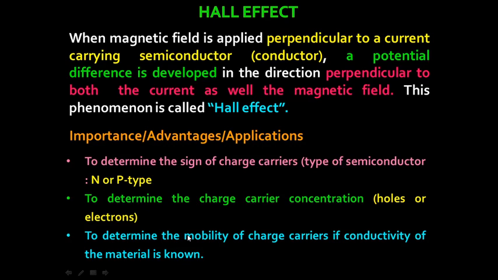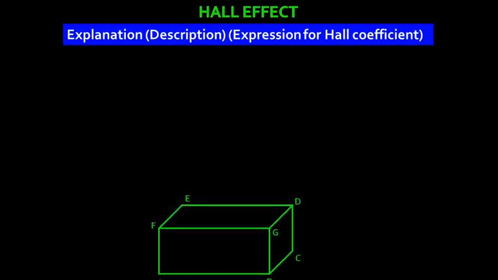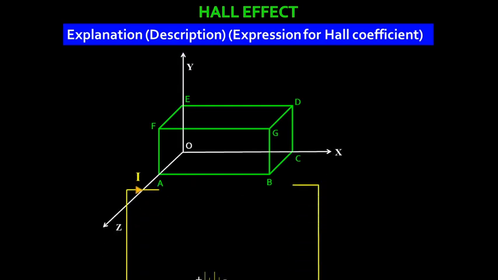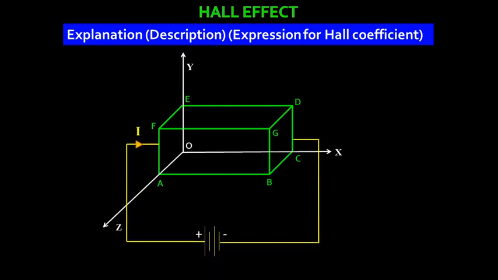Now we will see a detailed explanation regarding the Hall effect, and from that explanation we will derive the expression for the Hall coefficient of a semiconducting material. So suppose this is an n-type semiconducting material, and this is a slab of it. We have applied a voltage through this semiconducting material and the current is passing through this slab. This is the direction of current, in the positive x direction.